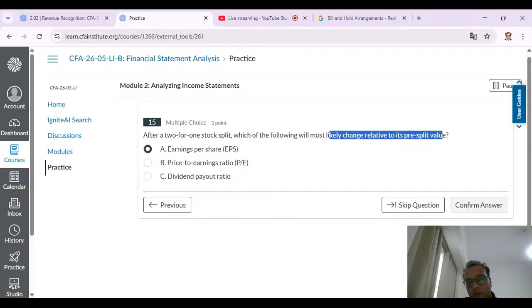Price to earnings ratio. I think price to earnings ratio will split.